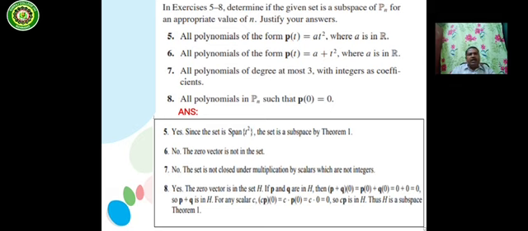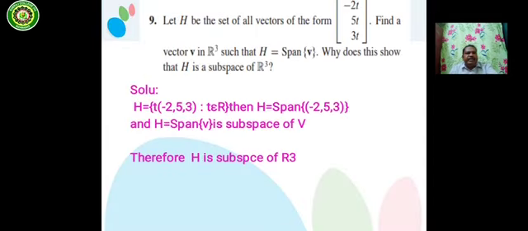So next, all polynomials in Pn such that p of 0 equal to 0. So p of 0 equal to 0 means the first property is satisfied. Second, p plus q of 0 equal to p of 0 plus q of 0, that equals 0 plus 0 equal to 0. Next, c into p of 0 equal to c p of 0, that equals 0. So three properties are satisfied. So we say that this set is also a subspace.